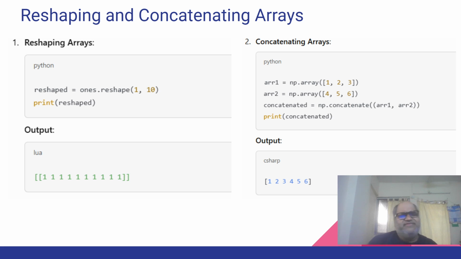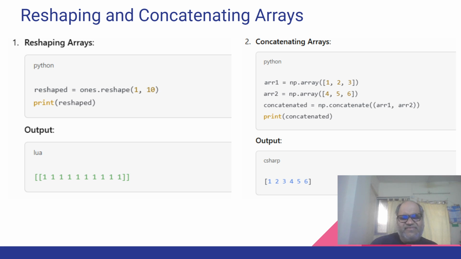Reshaping. Reshaping is used once you have created an array. If you take one row of 10 elements, you can get it this way, we have array 1 and array 2. But you can also specify, say, 2 by 5, which means 2 rows of 5 elements each. We'll see some more examples around reshape, don't worry.